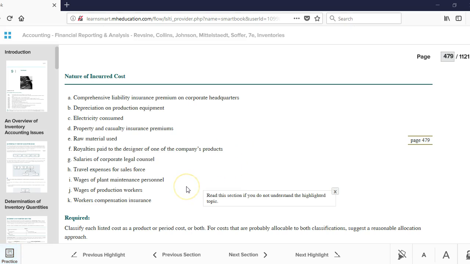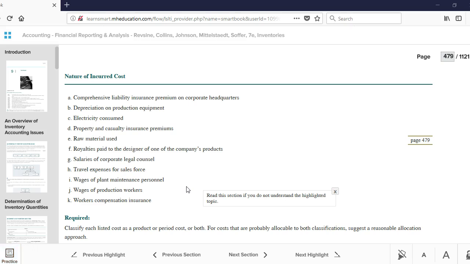Wages of plant maintenance personnel. I'm guessing everybody would see that one and think that's a product cost. Now, they're not directly making our farm machinery, but having maintenance personnel is vitally important to make sure that our machinery is well maintained and in working order. Without them, our machinery wouldn't work, so we need them. Wages of production workers, that's direct labor, clearly a product cost.